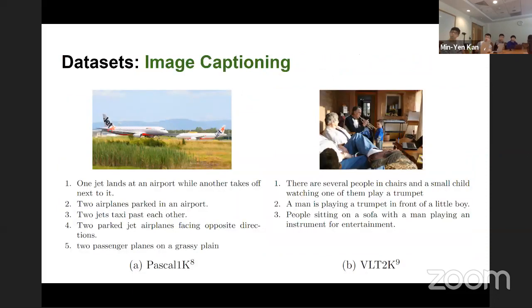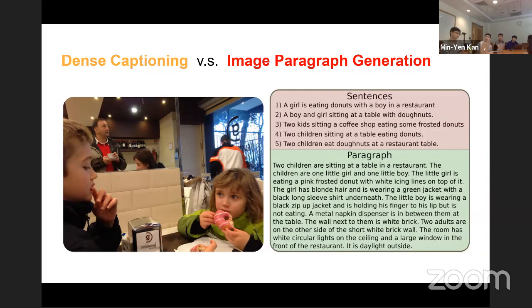Is that ground truth or is that generated by a model? This is the ground truth. Oh. Of course.